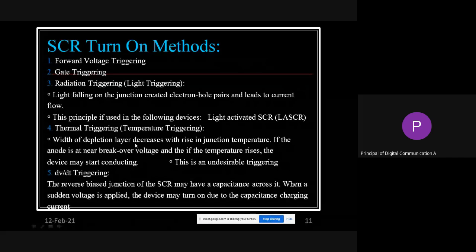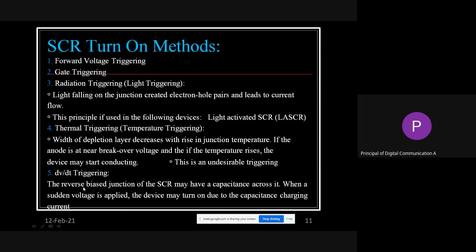That is, the width of depletion layer decreases with rise in the junction temperature. And if the anode is at near breakover voltage and the temperature rises, the device may start conducting. But this is a very important statement. This is an undesirable triggering. दिस इज अ अनडिझायरेबल ट्रिगरिंग. नुसतं तुम्ही जंक्शनला टेम्परेचर वाढवलं की तो कंडक्शन मोडमध्ये जातो, परंतु इट इज अनडिझायरेबल.